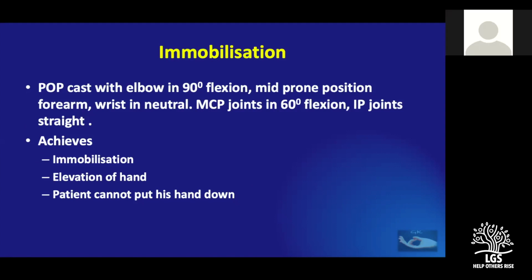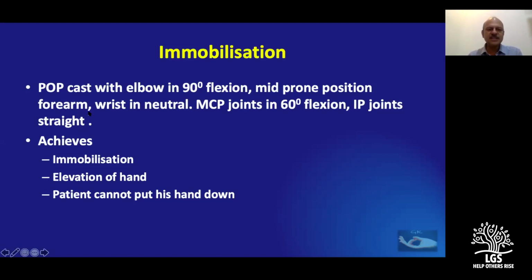Wrist is usually kept in neutral position. You have done a repair of both the flexor tendons and the extensor tendons. Do we keep it in flexion or extension of the wrist? Neither. It is kept in neutral position. It is also a position in which the arteries are kept in a relaxed position.